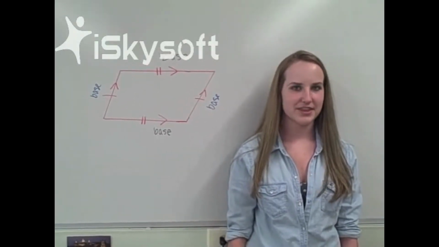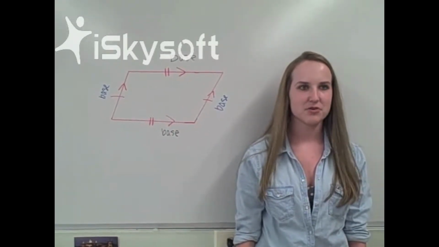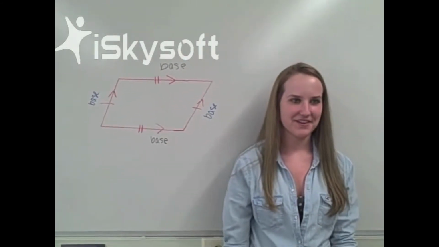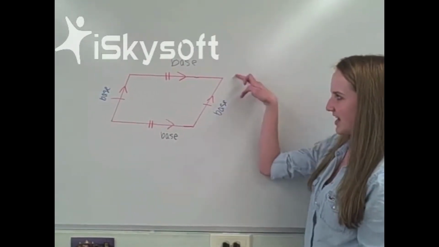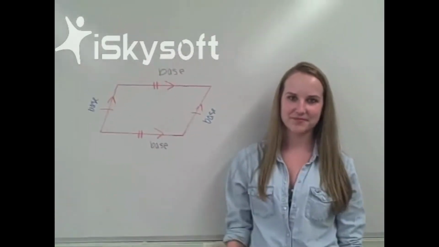First, we're going to start with the area of a parallelogram. A parallelogram is a quadrilateral with both pairs of opposite sides parallel. Any side of a parallelogram can be called the base. So this side, this side, this side, or this side. All four sides can be called the base.